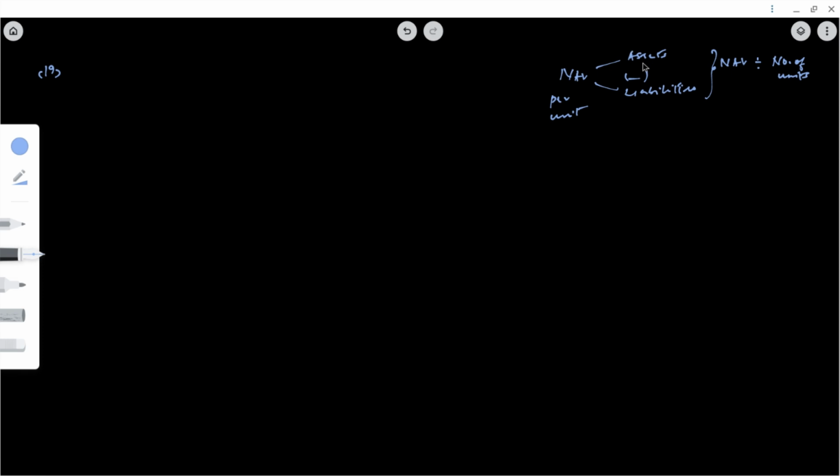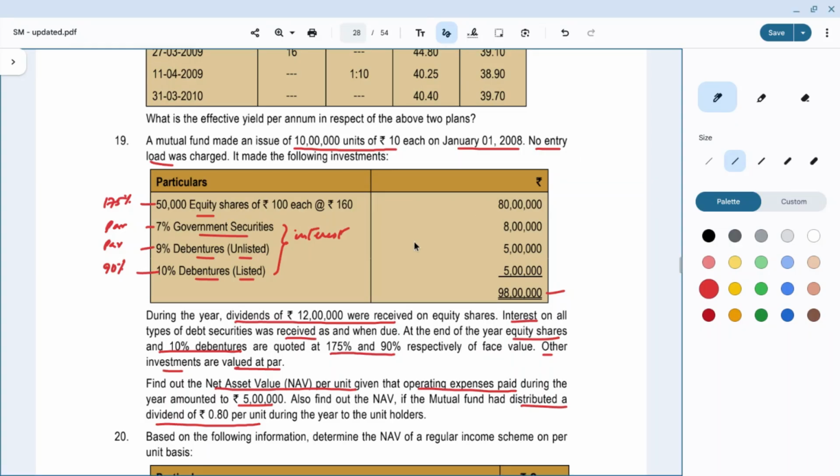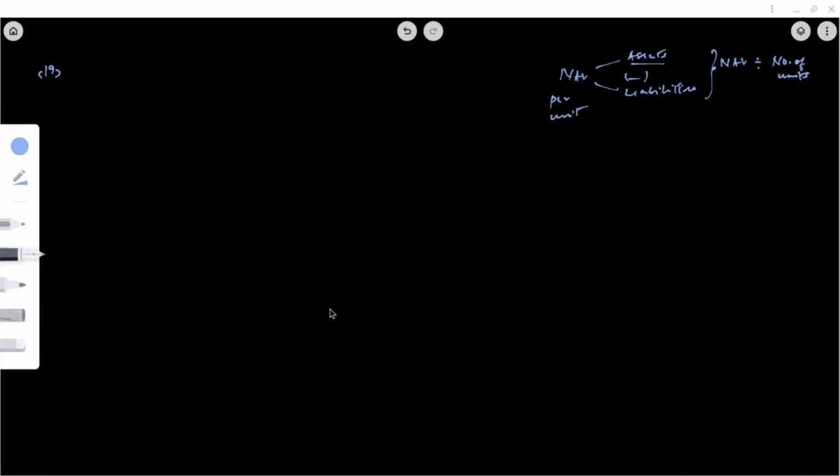Now, what all assets do we have? We have a list of assets, that is equity, government securities, debentures unlisted and debentures listed. Also, we are receiving a dividend of 12 lakh and we are receiving interest. So that means we also have cash balance, right? So assets are given, and cash we need to compute.